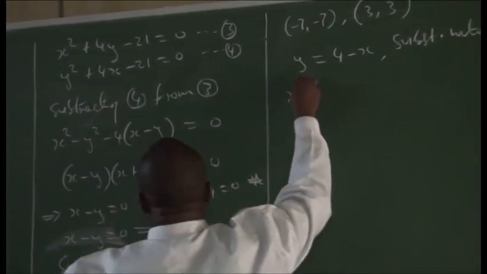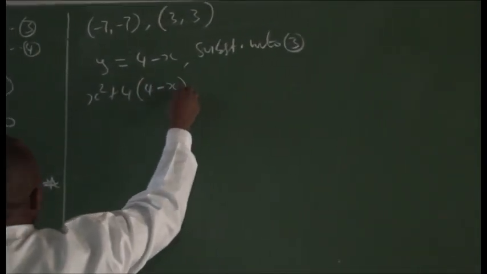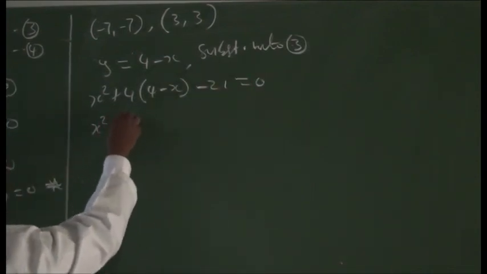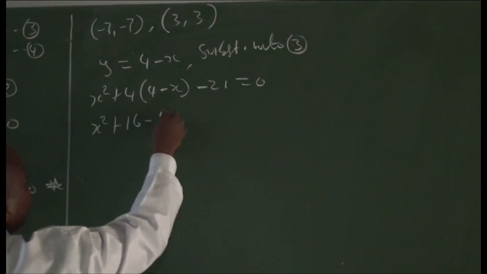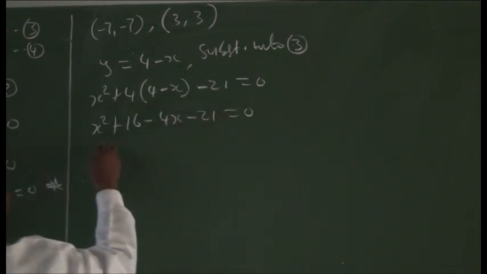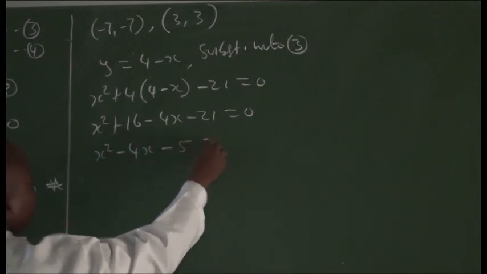So we have x squared plus 4(4 minus x) minus 21 equals 0. This gives me x squared plus 16 minus 4x minus 21 equals 0. So x squared minus 4x minus 5 will be equal to 0.